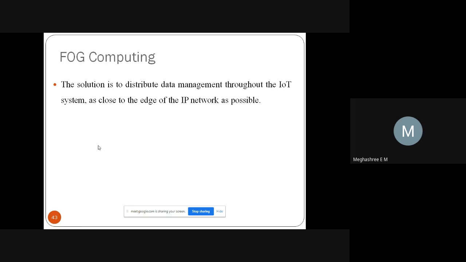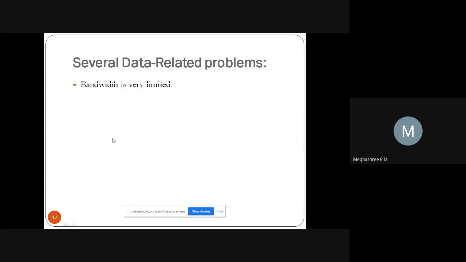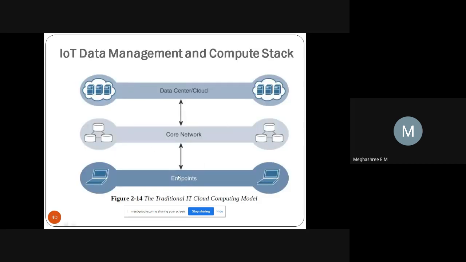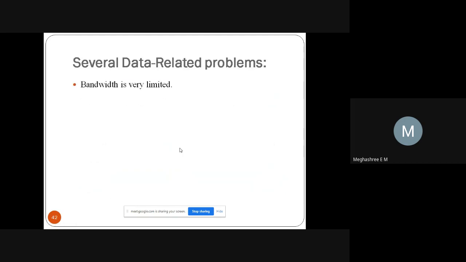What is fog computing? The data management has to be distributed throughout the IoT system. When you consider this model, data is collected here and processed only at the cloud or the data center. The solution for this problem is to distribute the processing throughout this IoT network. If data is collected here, let some processing be done at this point. That is the solution, so that we can overcome all these problems.